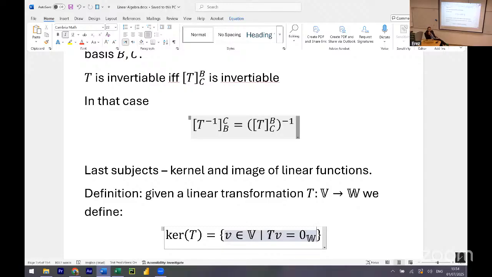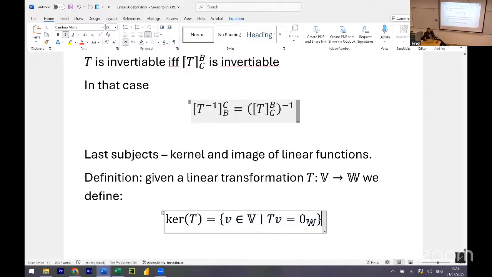As the kernel is smaller, that means that T is more one-to-one. It does not repeat itself. I will formulate it as an accurate theorem in a while. Okay, but that's the reason the kernel is important. It measures just how much the function is one-to-one.